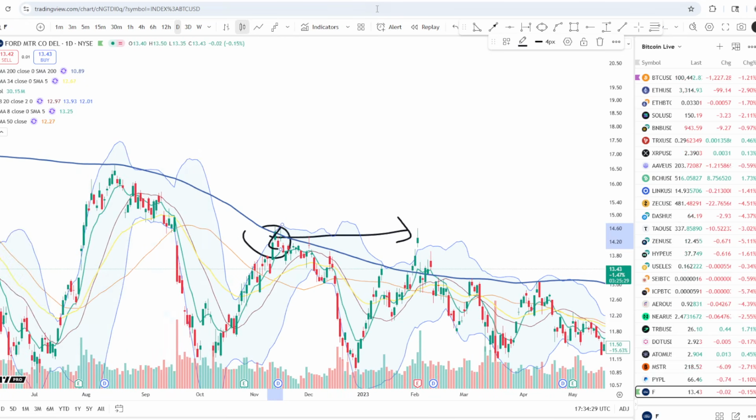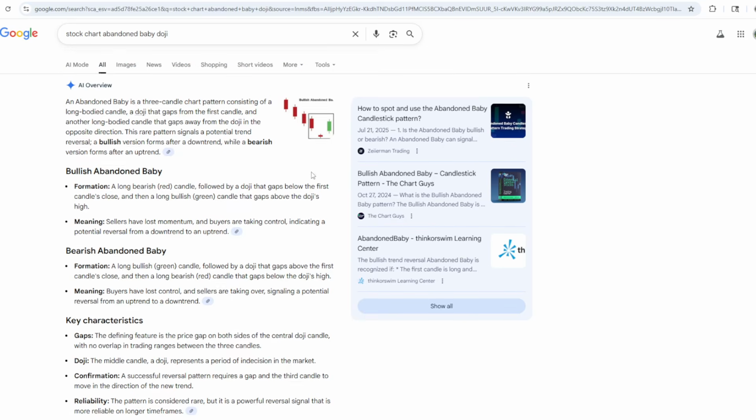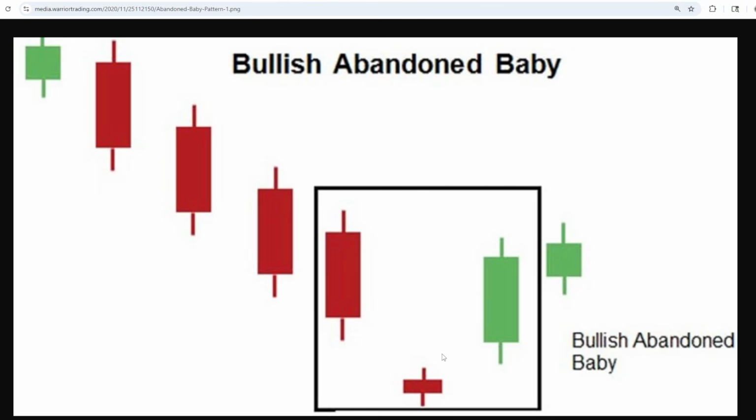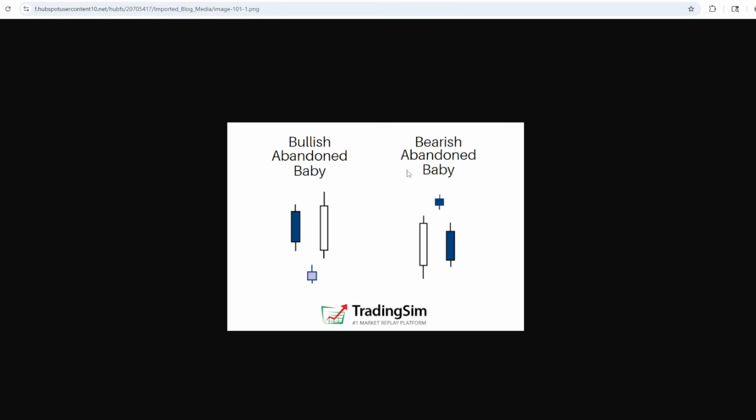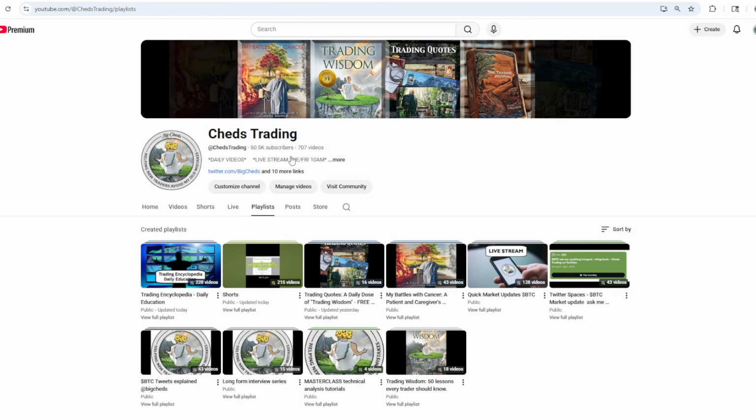So the abandoned baby is a 3-candlestick pattern where you want to look at the candle structure of the middle candle, and you want to look at the volume component of the third candle. You want to use confluence. Where is this price action happening in relation to other price action, major support and resistance? Here you are, both of the versions, abandoned baby.